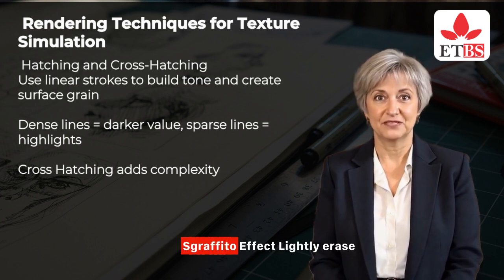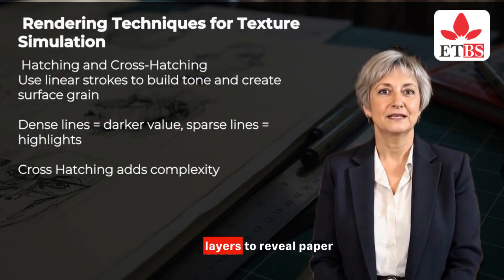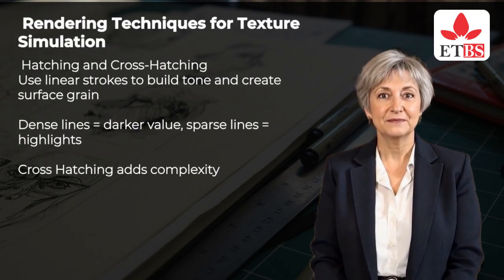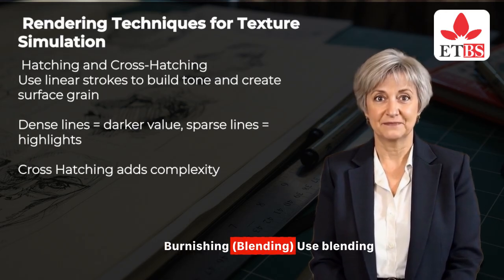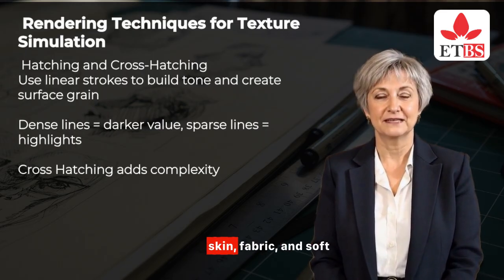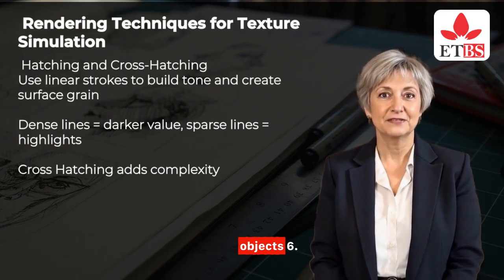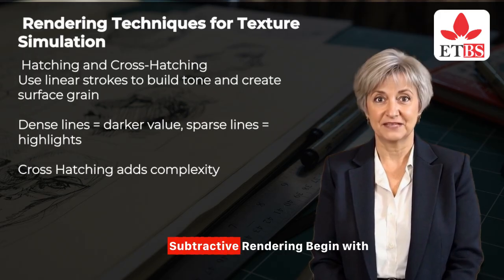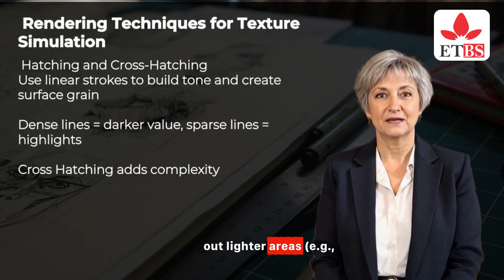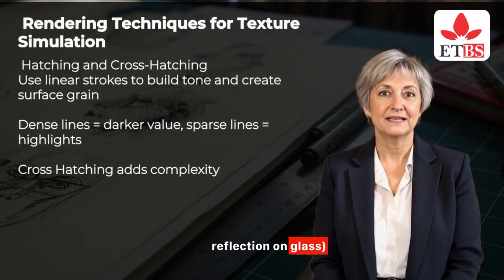Four: sgraffito effect. Lightly erase layers to reveal paper or previous strokes for highlights. Five: burnishing and blending. Use blending stumps or tissue to smooth surfaces, good for skin, fabric, and soft objects. Six: subtractive rendering. Begin with a dark tone and use erasers to pull out lighter areas, e.g., reflection on glass.